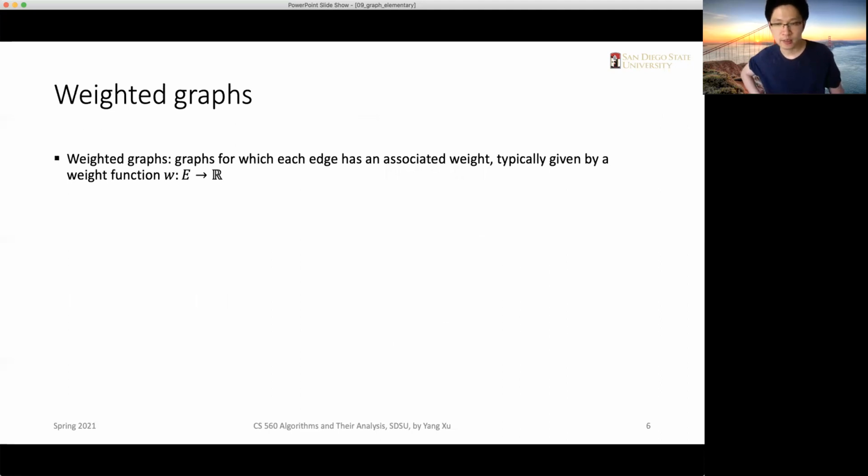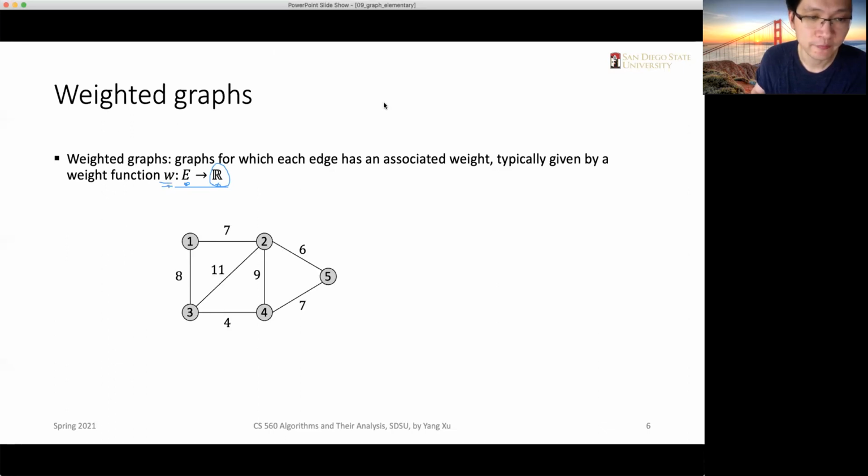And the next concept is the weights. Okay, if we are talking about weighted graphs, then we are actually referring to the fact that each edge has an associated number. Okay, so this number can be described by this weight function, right? It's a one-to-one mapping function. Given an edge, we should output some real number.